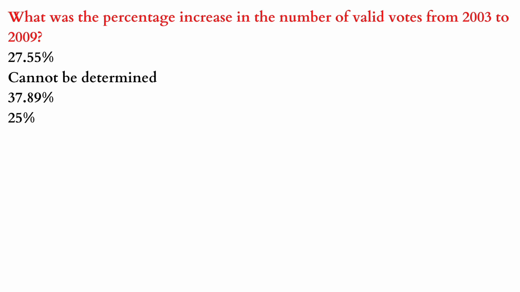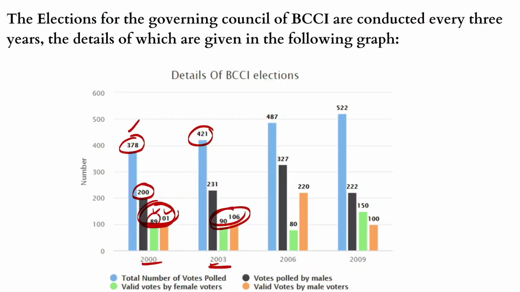From 2003 to 2009, the number of valid votes. Let's move on to the graph. Where is 2003? In 2003, what are the number of valid votes? 90 plus 106, that is 196. In 2009, the number of valid votes is 150 plus 100, that is 250.